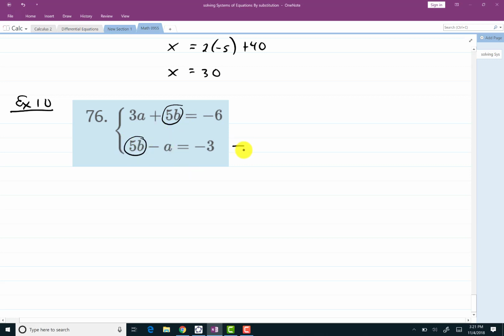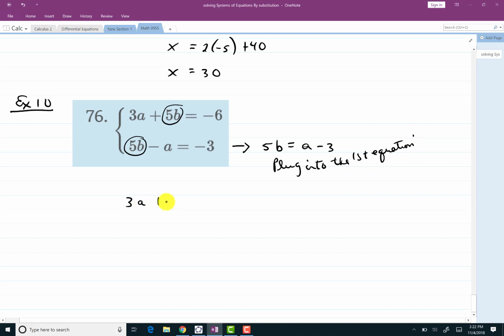So if I simply add A to both sides of this second equation, I get 5B equals A minus 3. And then I can take and plug that right into the first equation. It's got a slot for it. So plug into the first equation. And let's see what happens.